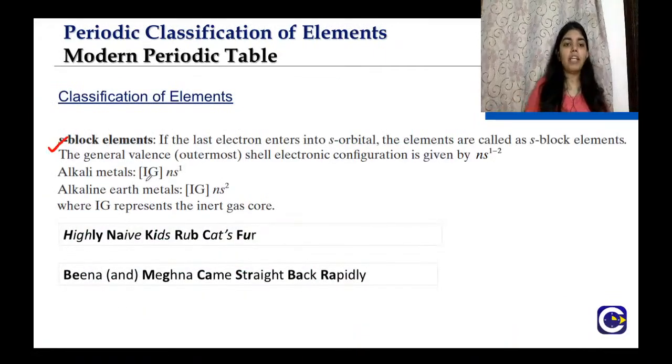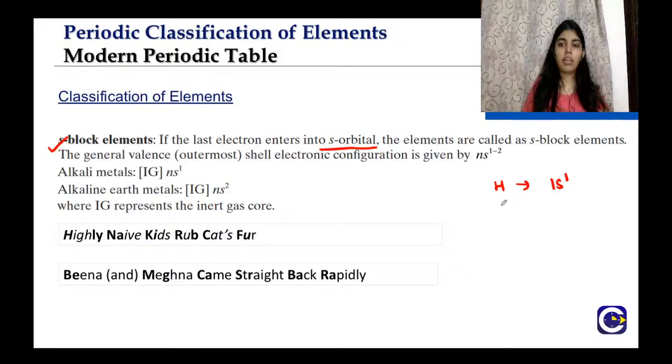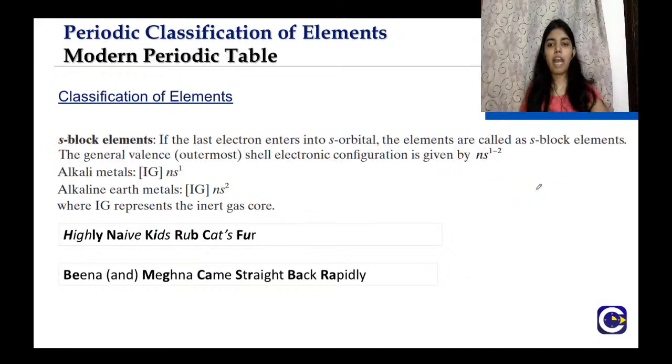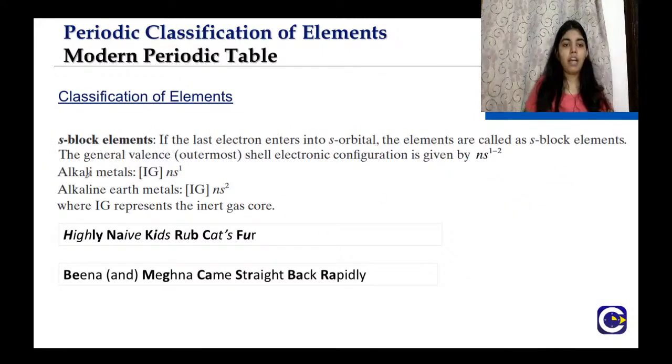Now we will study separately the different groups and their elements. So why are group 1 and 2 known as S block elements? Because in them the last electron enters into the S orbital. So the elements in which the last electron is entering the S orbital, for example, hydrogen, it is 1s1, right? Lithium, it is 2s1. Sodium, the last electron entering the S orbital, 3s1. So all the elements in which the last electron is entering the S orbital are known as S block elements, right? So here if you see group 1 and group 2, write it down, group 1 are known as alkali metals and group 2 are known as alkaline earth metals.